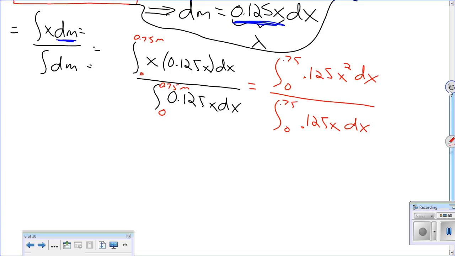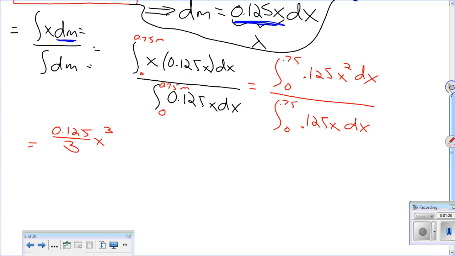Right. So don't get too freaked out. It's like, I've got an integral and a fraction. Just take the two integrals one at a time. Okay? So what do I have to take the derivative of so that I get x squared? X cubed, but then over 3, right? So that top integral is going to be 0.125 over 3 times x cubed, right?